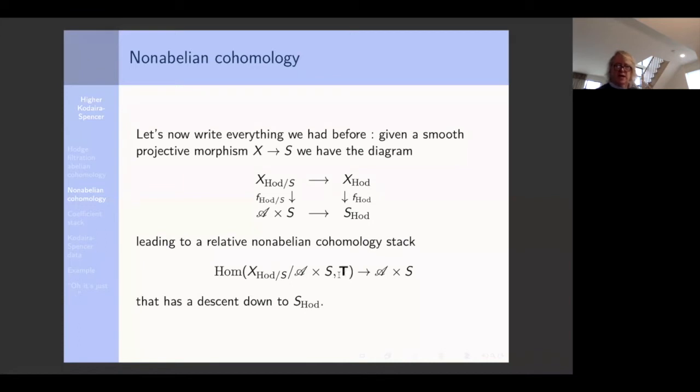One should be able to take the case of a non-constant family, but as I said, that's going to involve defining some kind of good notion of variation of non-abelian mixed Hodge structure over S. So let's just take a constant family. So we have the relative Hom of X Hodge over S over A cross S. This is a stack which lies over A cross S. So this is a stack on A cross S, but it has a descent down to S Hodge just because we could have made the same definition on this side. But geometrically, it's maybe a little bit easier to think of a stack over A cross S that has a descent down to S Hodge.